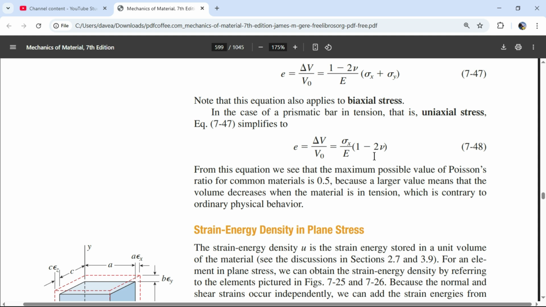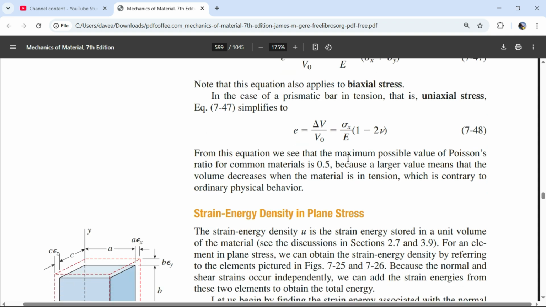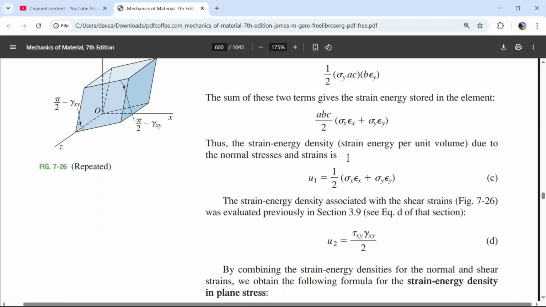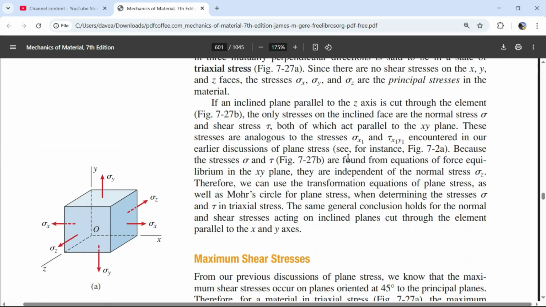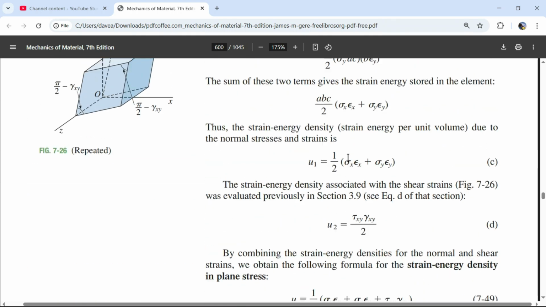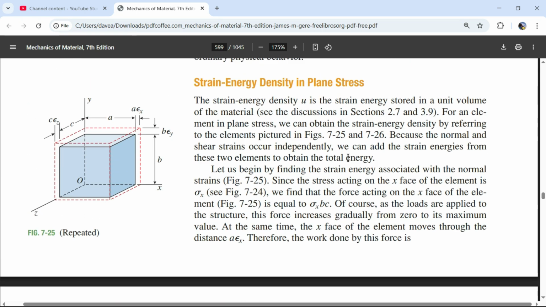Cool. So, yep, this can only be 0.5 because we can't have a negative change in length when we have a positive axial stress. All right, so we have strain energy density, and any term that has energy in it, I think, is really difficult. So we'll see if we can power through and understand it, but yeah, no guarantees.